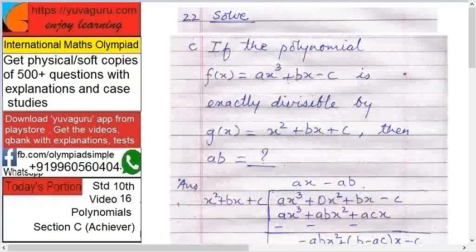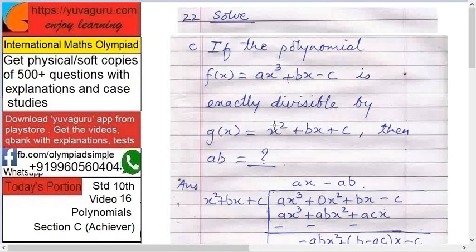That's the answer. If the polynomial f(x) equals ax cube plus bx minus c is exactly divisible by g(x) equals x square plus bx plus c, then ab equals, see here, this is a dividend, this is a divisor. Always in both the cases, always remember the degrees of x should be in a linear fashion. So after x cube there should be x square. Is there x square over here? No. So you'll be facing a problem.